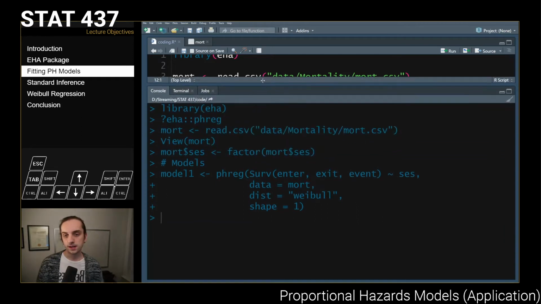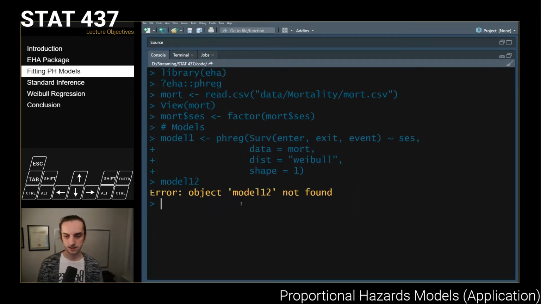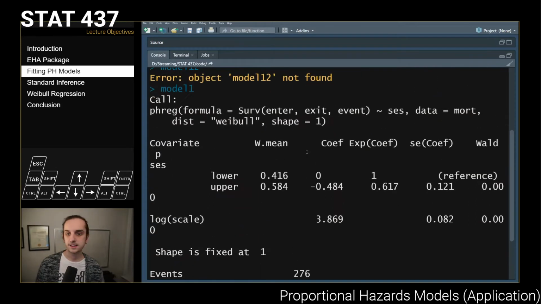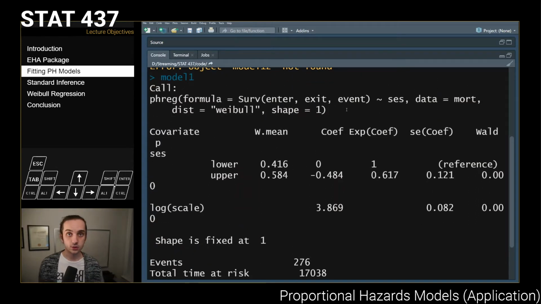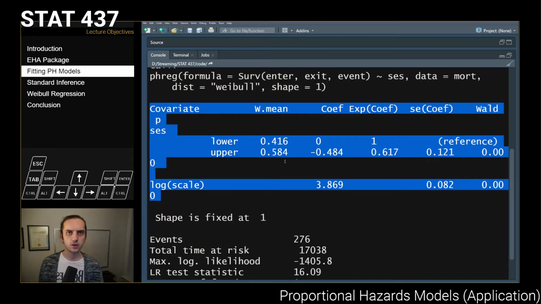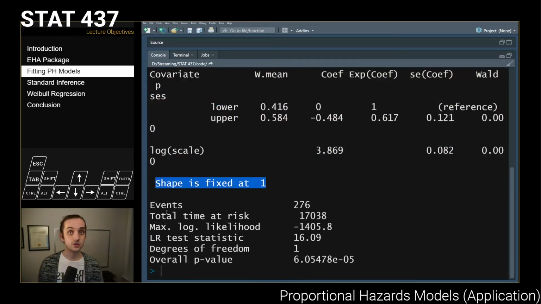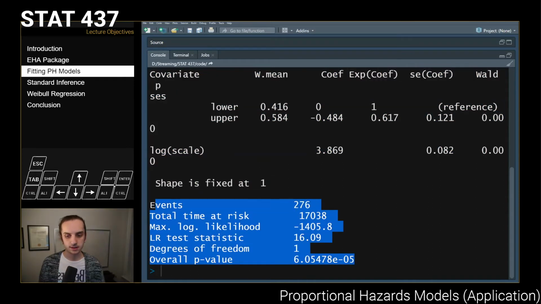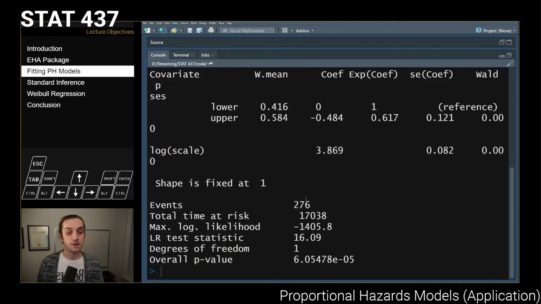Okay, so I can take a look at the model object here, type model1 into the console, and we can see that it looks quite similar to what we're used to looking at with these regression models. So we get our call up at the top. Then we have these sets of covariates, which we'll come back to in a moment. That's our coefficients table there. You can see it indicates that the shape parameter is fixed at 1, which tells us we were doing the Weibull forced to be exponential. And then we're given some summary information down here, the number of events and the total time at risk, and remember that we can use these 2 different values to actually estimate the hazard in an exponential model.